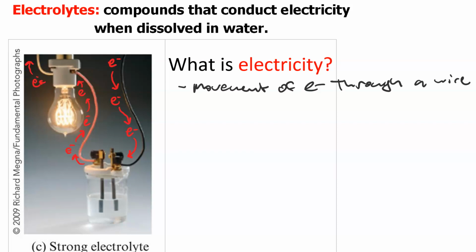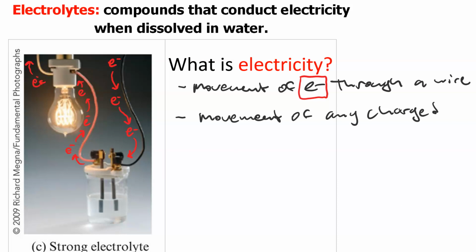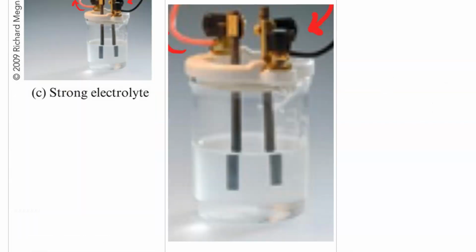Well, electricity doesn't have to be movement of electrons. Think about it. What is an electron? It's a particle that has a charge. So in fact, electricity can actually be movement of any charged particle. This means that a solution of electrolyte contains charged particles.